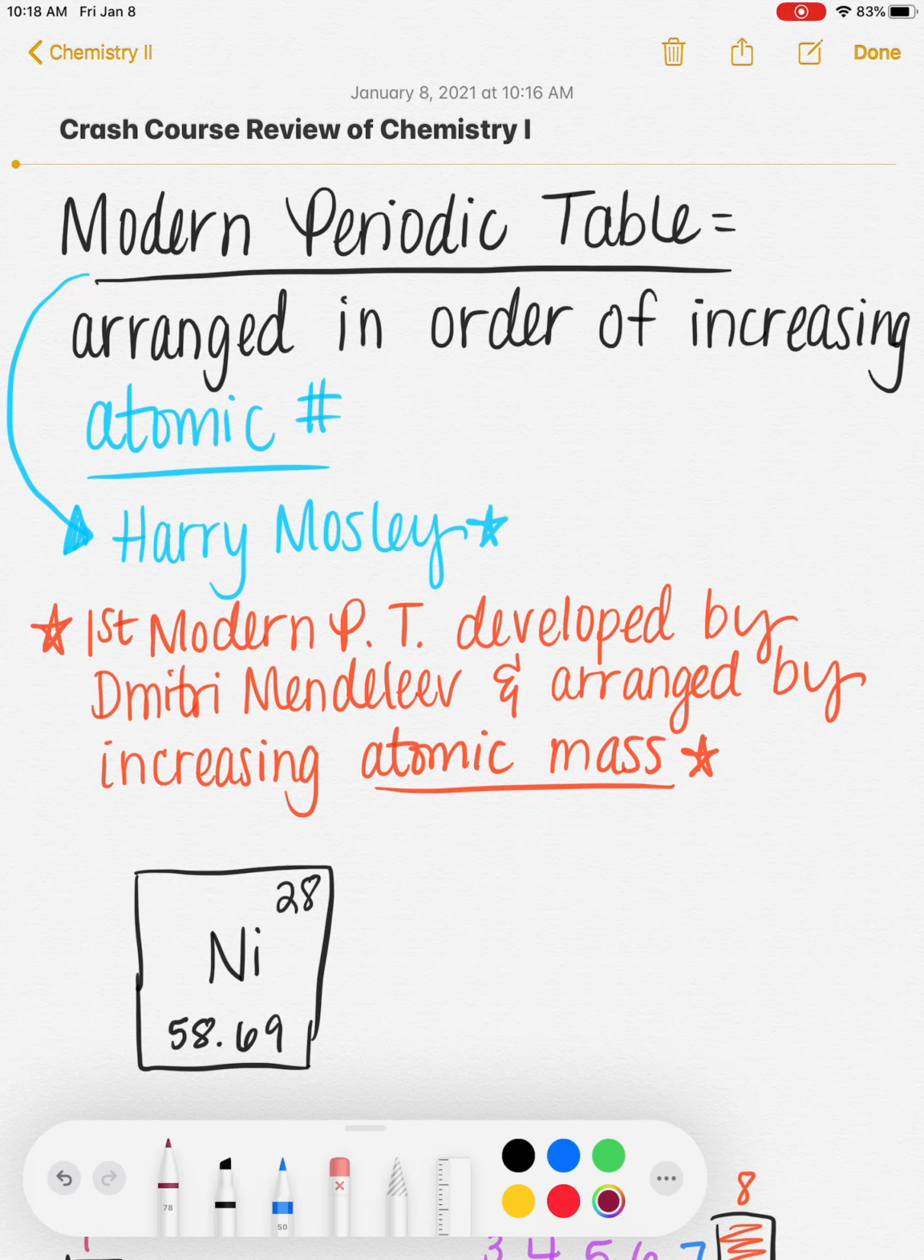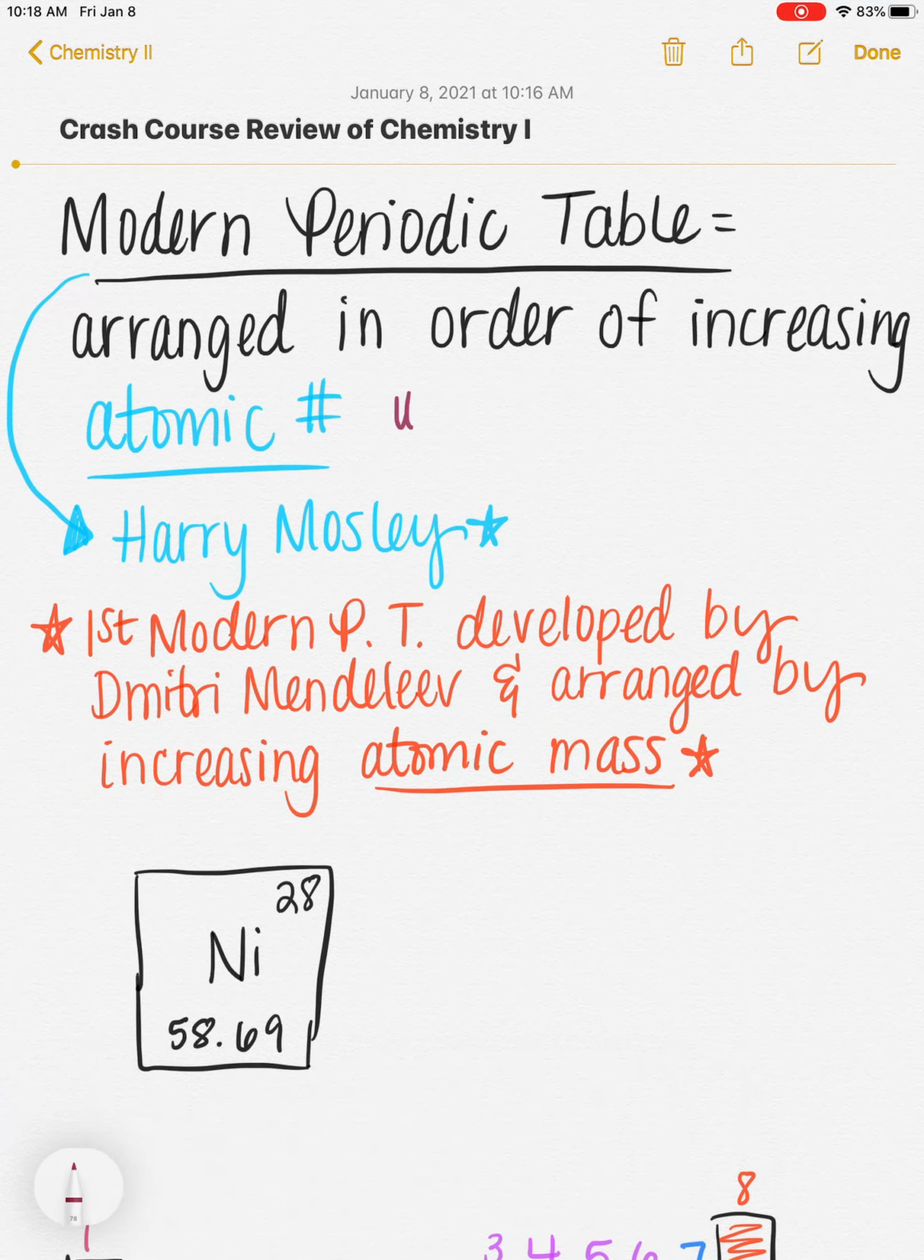All right. So with that in mind, we are going to start by discussing the modern periodic table. The modern periodic table is arranged in order of increasing atomic number. This was an arrangement that was developed by Harry Moseley, and this is really useful because atomic number is something that is unique for every element. No two elements can have the same atomic number.